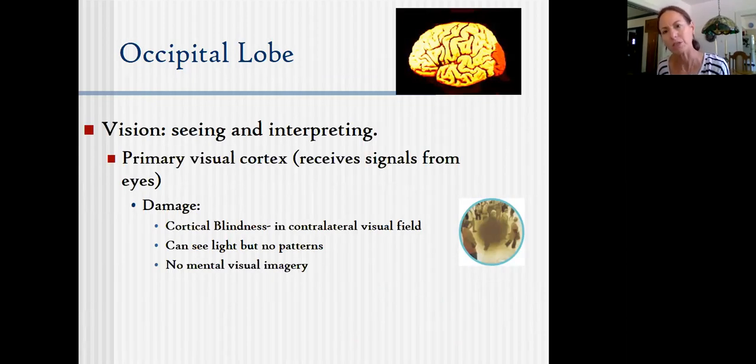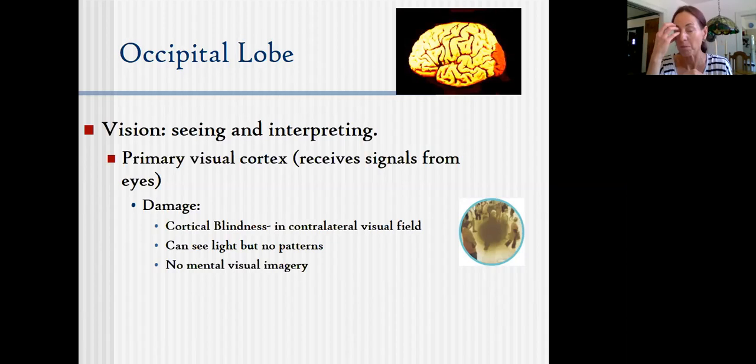If you get damage there, some interesting things happen. For one, you lose sight in the contralateral visual field. If you get damage to the right side of the occipital lobe, you're going to have a spot over here where you don't see anything. We call that cortical blindness. People with pretty bad damage will see light, but they don't see any patterns. And if they have complete damage to the occipital cortex, they don't have any mental imagery, which is interesting, meaning they can't dream in visual ways.